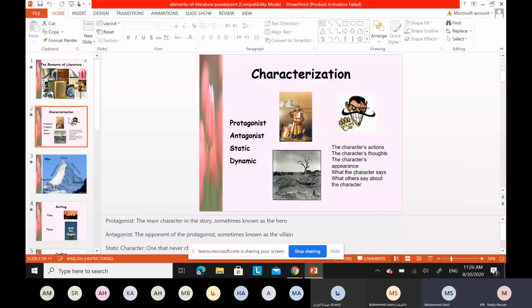First of all, we've got the characterization. No story without characters. If you don't have characters who are going to act out the events, then of course we don't have a story. It could be something else, poetry or prose, but it's not a novel, it's not a story.